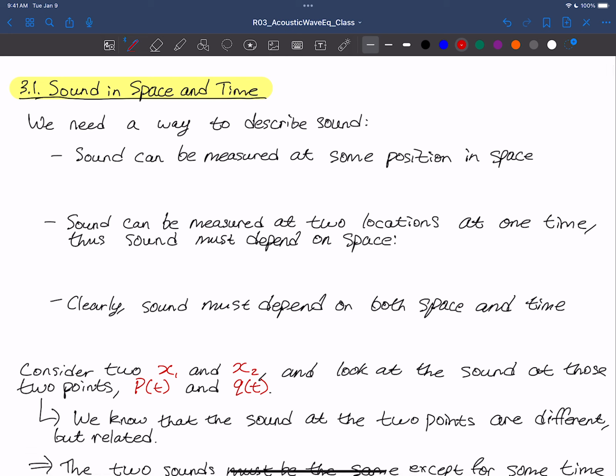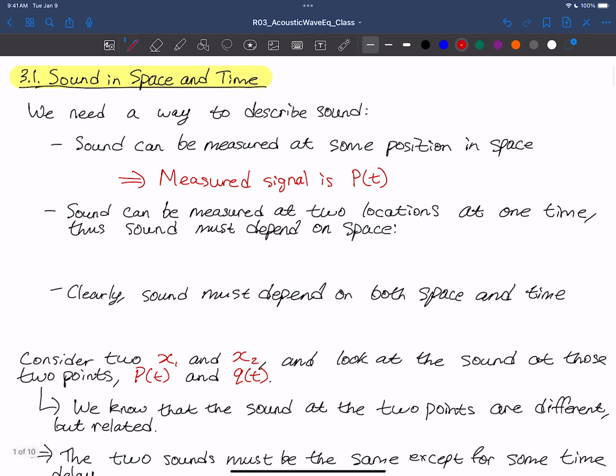Okay, let's go ahead and take a look at how sound behaves in both time and space. So we're going to need to come up with a way to describe sound. And so the first observation we can make is that sound can be measured at some position in space. And so by doing that, we will measure the signal, and we'll say that the measured signal is a function p, which is a function of time in this case. So we're measuring at a fixed location and getting back some pressure signals. So sound waves are pressure fluctuations, as we'll see. So when we measure that sound wave at a particular position, we're going to get a function of time.